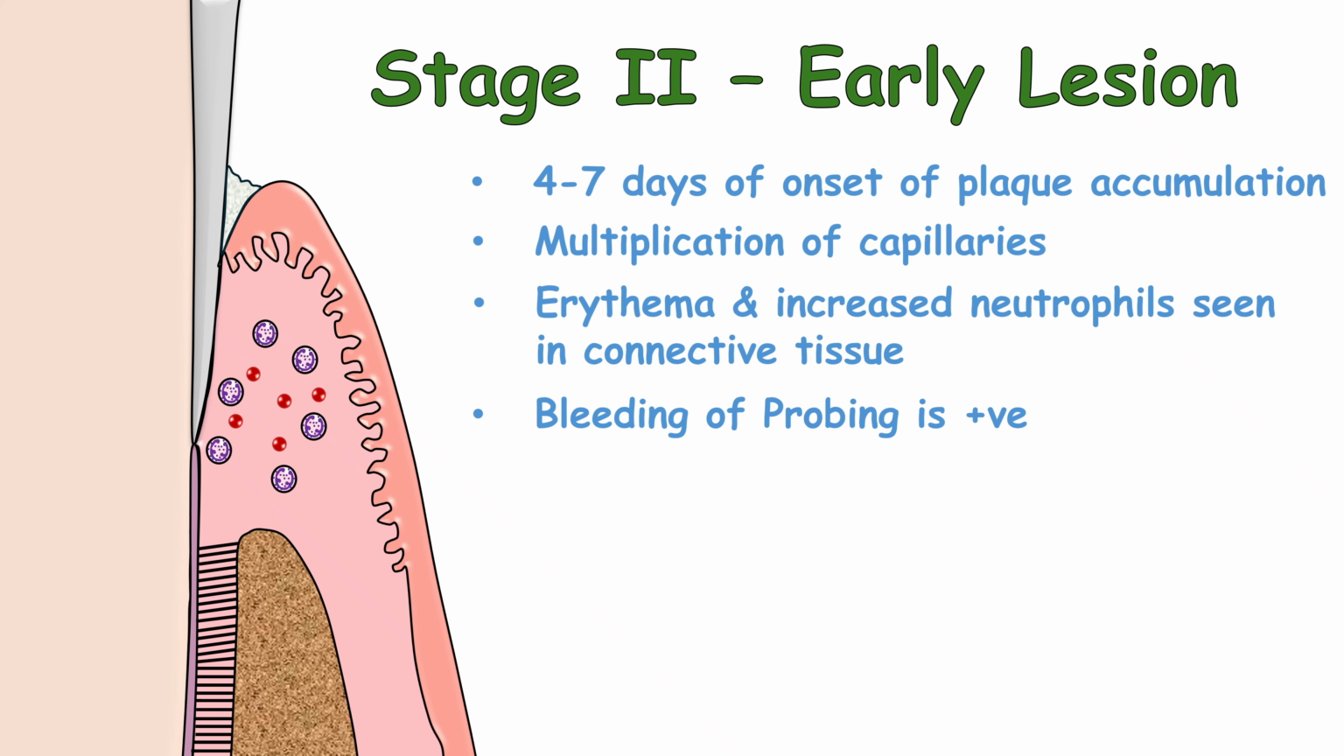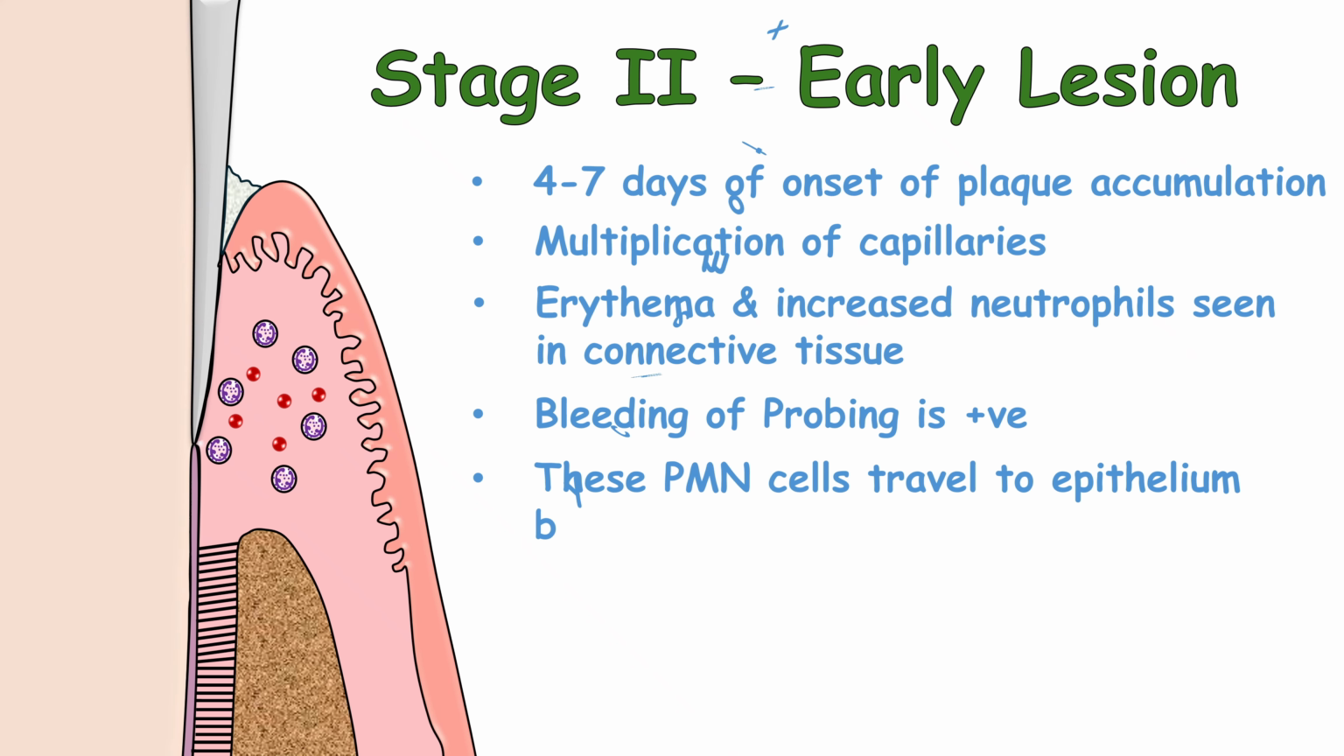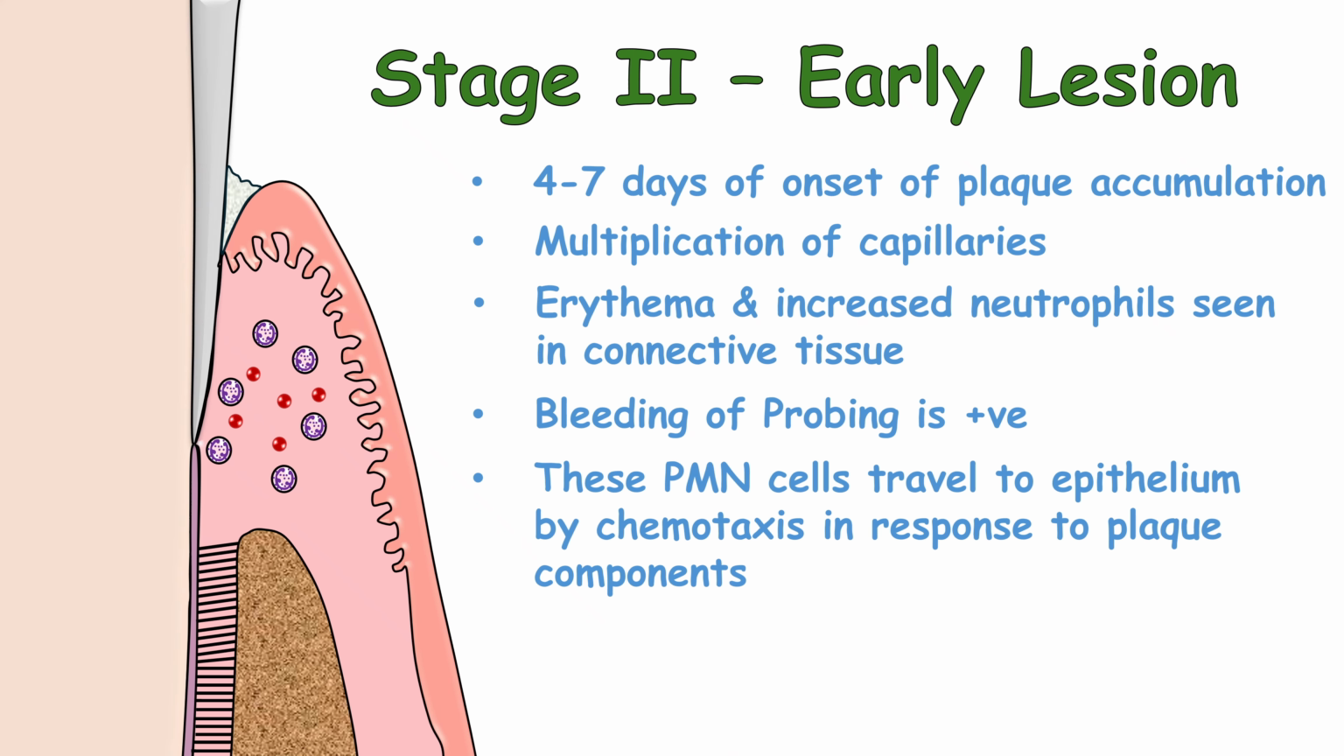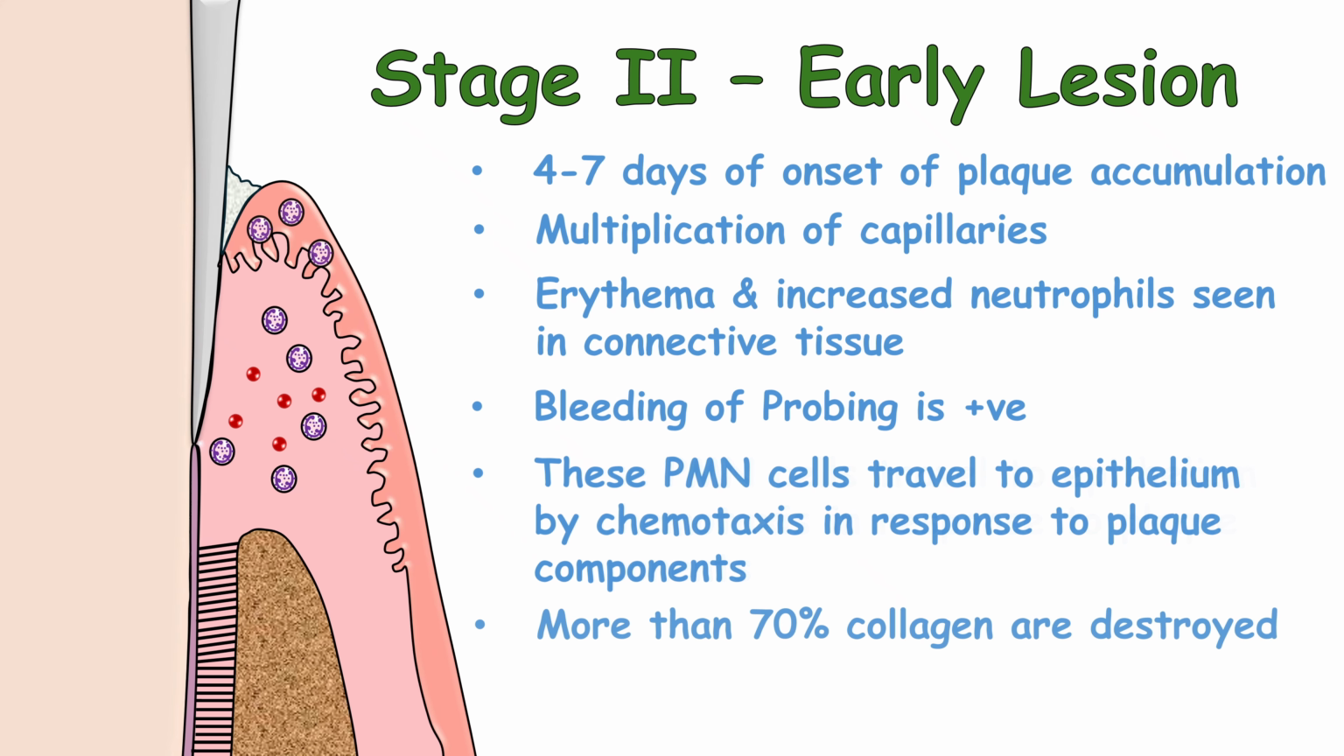In this stage, bleeding on probing is positive, and these neutrophils travel to the epithelium by chemotaxis in response to plaque components, and it destroys bacteria. More than 70% of collagen is destroyed by bacterial enzymes and also by matrix metalloproteinase enzyme released from leukocytes.